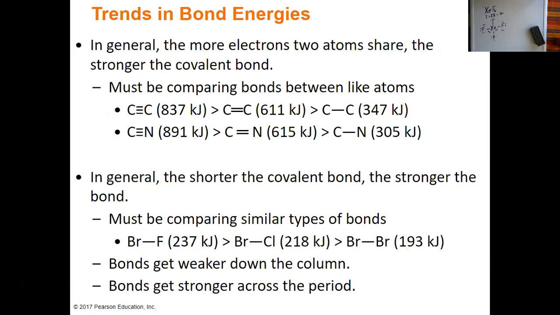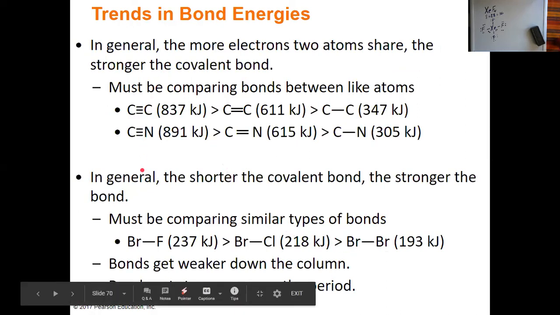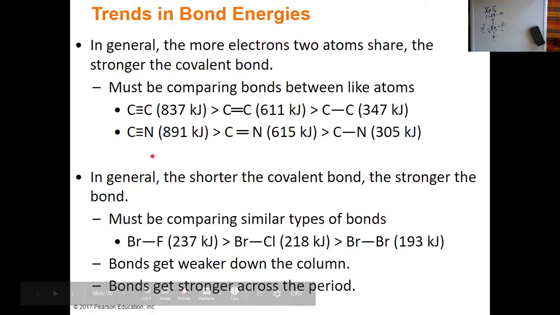In general, both of these are generalized statements here. Okay, so you have to keep that in mind. When you are comparing the bonds of similar atoms, you're going to notice that the more electrons that two atoms share, the stronger that covalent bond is. So you see that numerically here, the triple bond is 837 between two carbons. The single bond only has an energy of 347. For carbon and nitrogen, it's 891 versus 305.